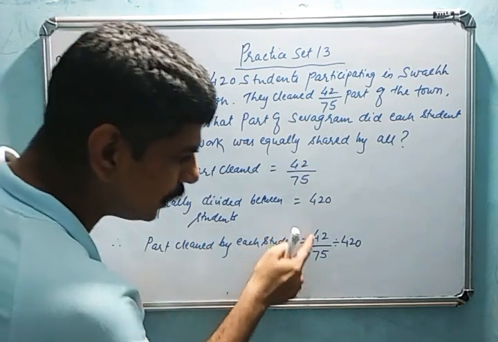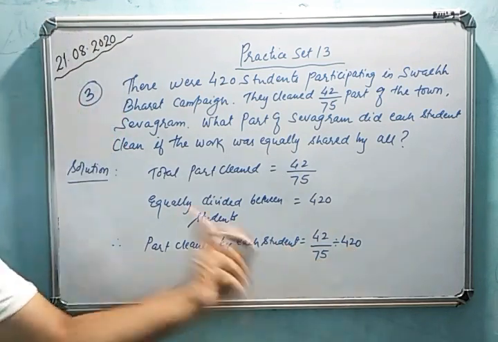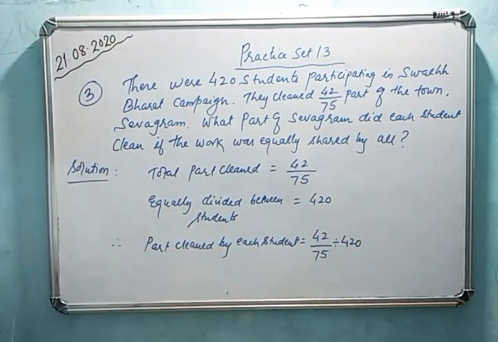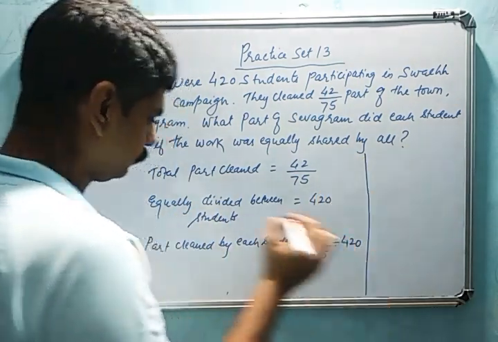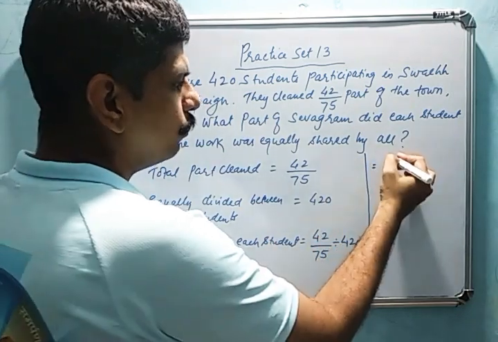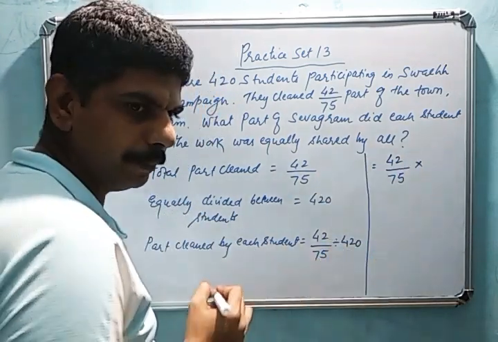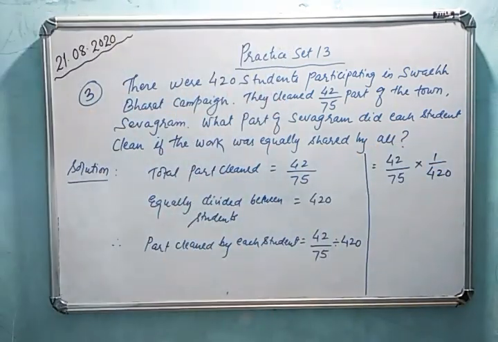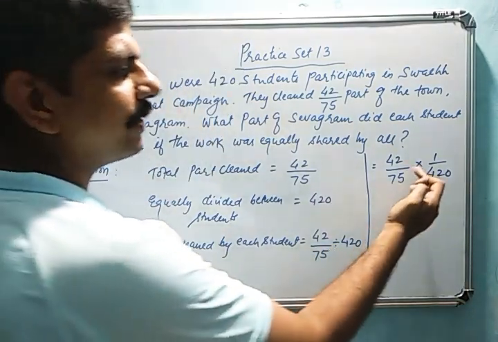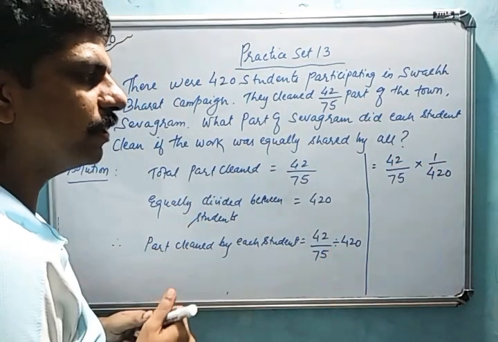So I will write here 42 upon 75 divided by 420. So this is the part which is cleaned by each student. So we have not simplified yet. So now we are going to perform the division. Okay. So you will see here, this is equal to 42 divided by 75 divided by will be written as multiplication, 1 upon 420. So students, in place of division we will write here multiplication. So 420 is written as reciprocal as we have seen in the previous question, right?